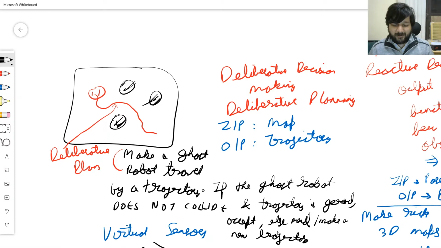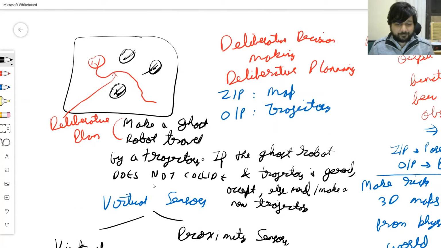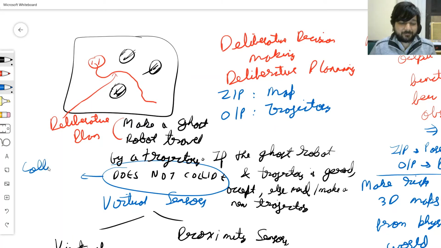That's what the A-star algorithm does. All the paths from a node to any leaf are virtual ghost robots traveling, and then you just ensure that the ghost robot doesn't collide, ghost robot does not collide, ghost robot does not collide. You reach the goal. Did the ghost robot collide? No. Is the path good? Yes. Probabilistic roadmap: you need to check the collision between the edges. Make a ghost robot travel the edge. If the ghost robot doesn't collide, it's good. If the ghost robot collides, then it's bad. You don't add the edge. Now, this problem is called the collision detection problem.